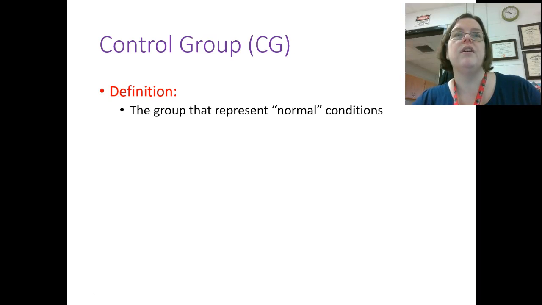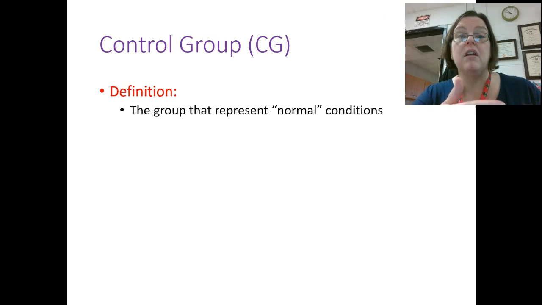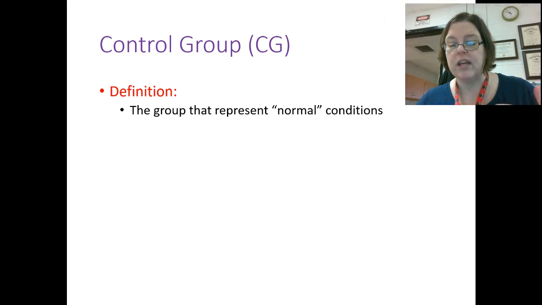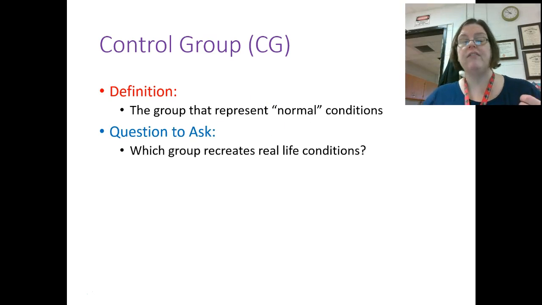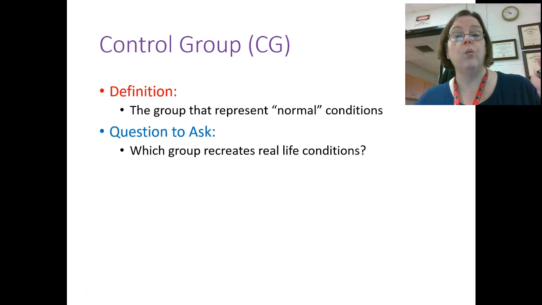If we were trying to figure out if a plant would grow without soil, well, plants usually grow in soil. So that would be the control group, the normal conditions. So anything that's normal. In chemistry, sometimes we have a hard time determining control group, but remember the word: it's normal. What is normal to happen? So the question to ask: which group recreates real life conditions, or the normalcy, the regular conditions?